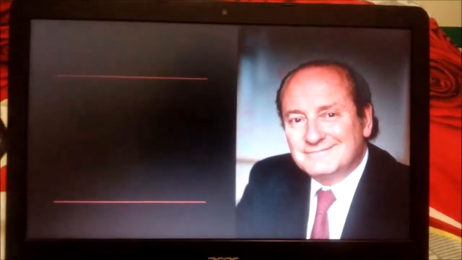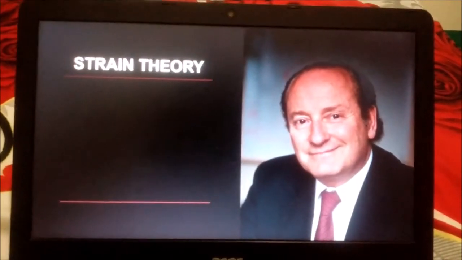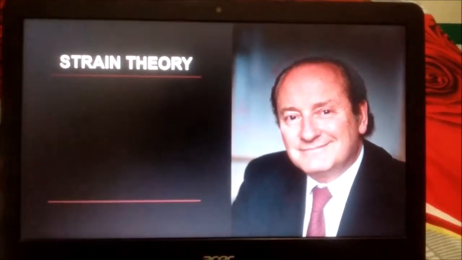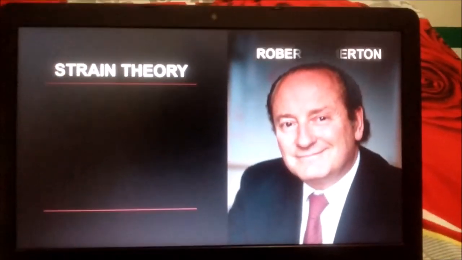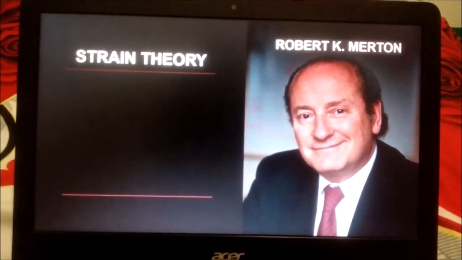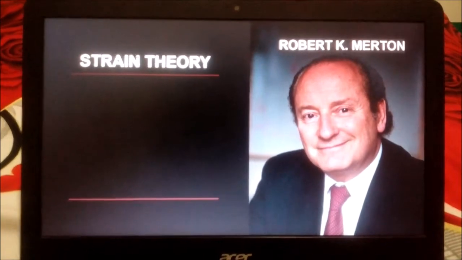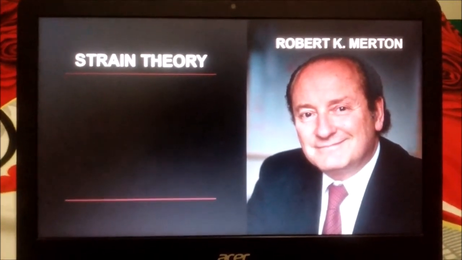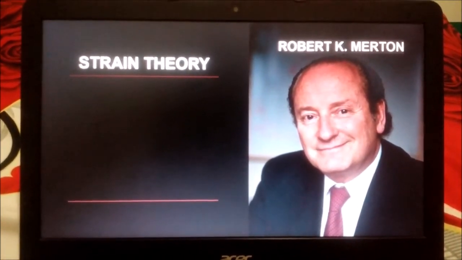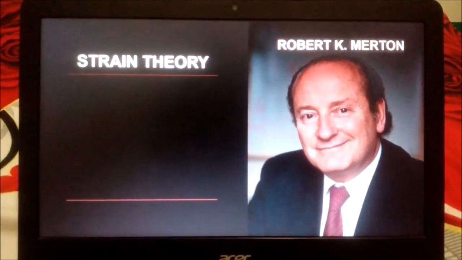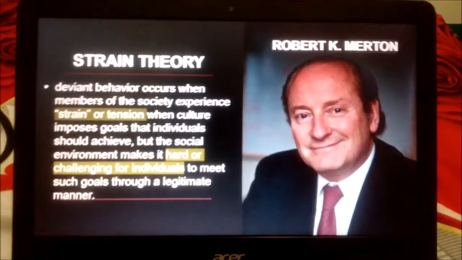Next, another theory aside from labeling theory: we have strain theory, proposed by Robert Merton. When we say strainer, it's like something that filters. Strain. What is strain theory?